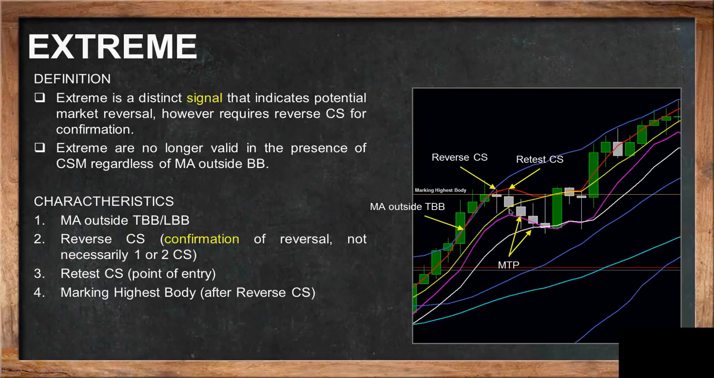Okay, as you can see over here in the example, you have the MA outside going outside over here, and then you have a reversal candle over here. As soon as you have the reverse candle, you have to mark the highest body, and you need to wait for the retest. As soon as you see the retest, that's where you're supposed to be entering the market for that reversal.